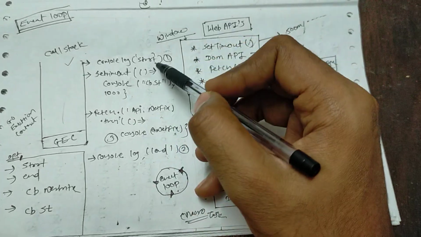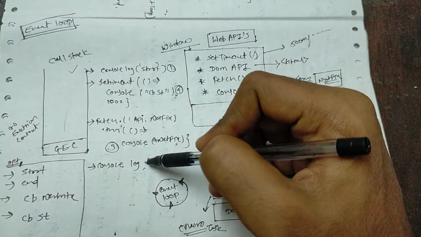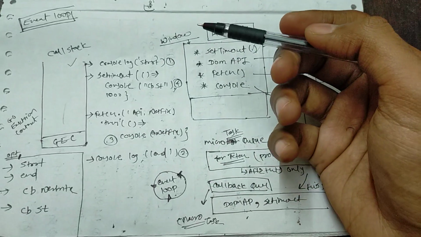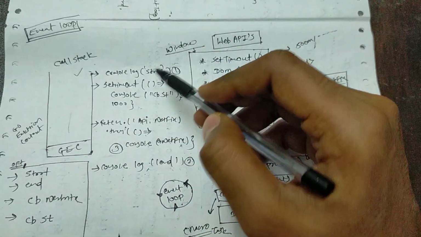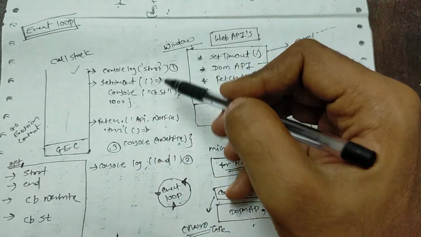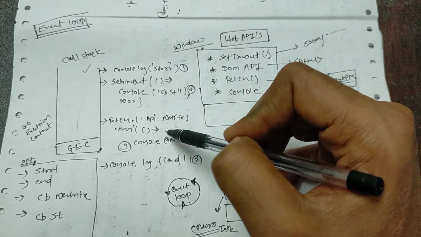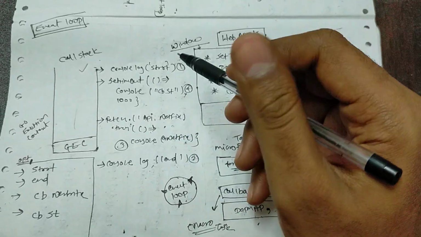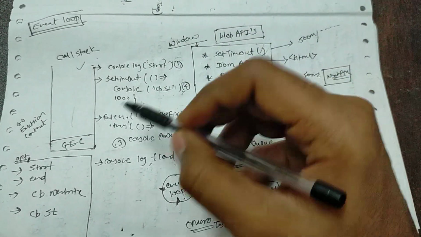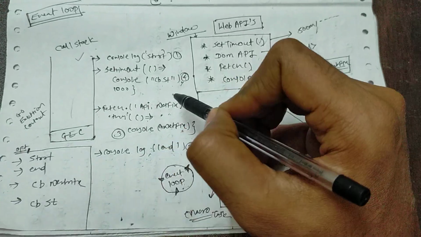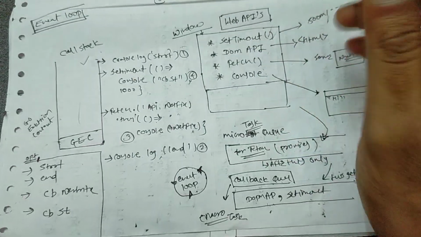Say I have written a program: console.log, setTimeout, fetch, and another console.log. The execution of this will go like this. It will print the start, then immediately it will go to the end, and after that it will print the fetch result. I'll explain in a moment. And after that, it will print the setTimeout callback. It printed start, end, API callback, then the timeout callback.